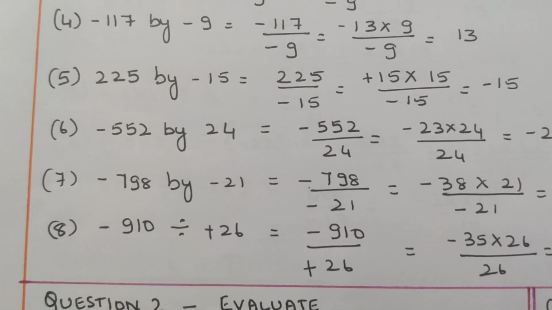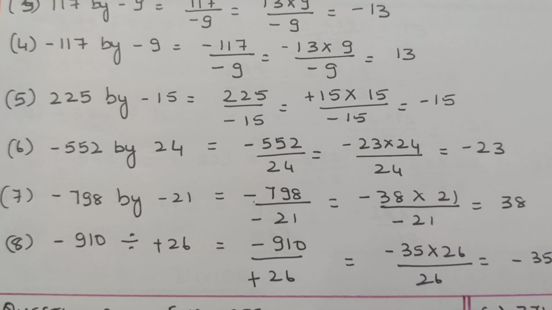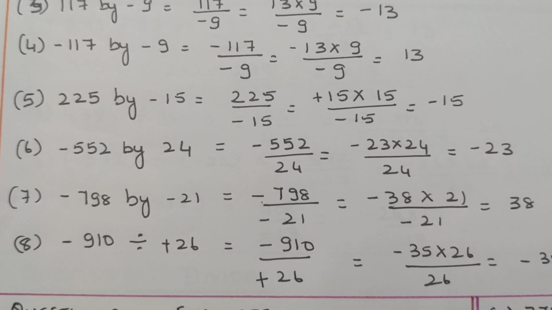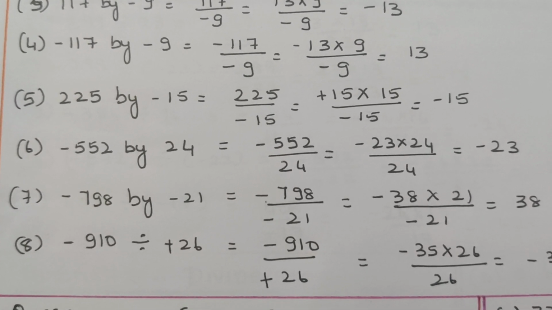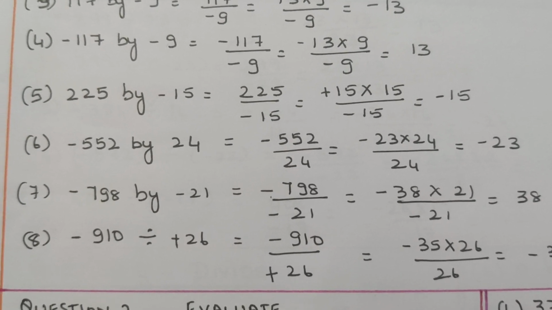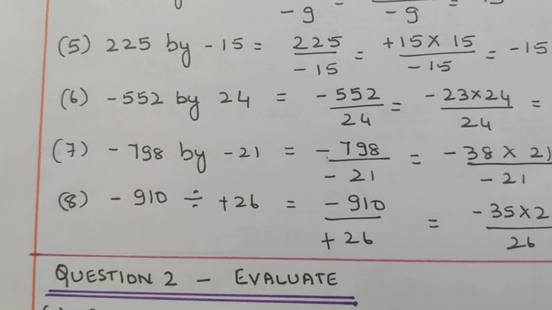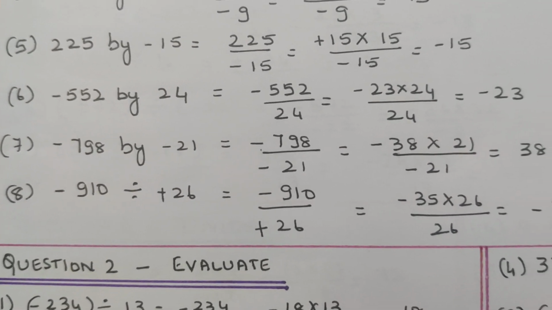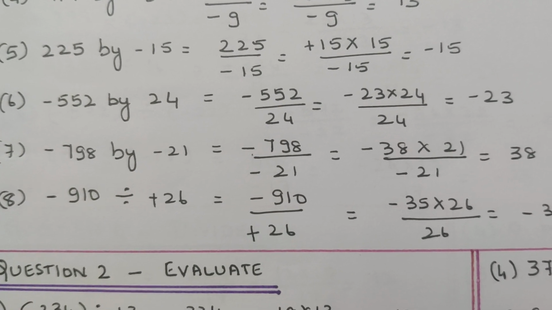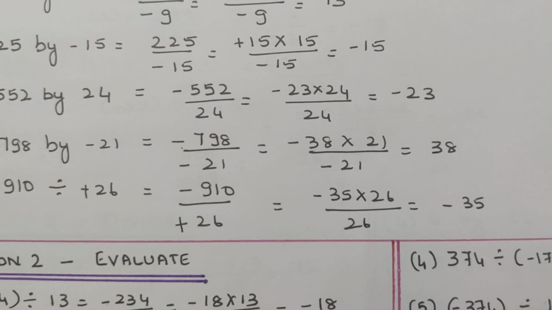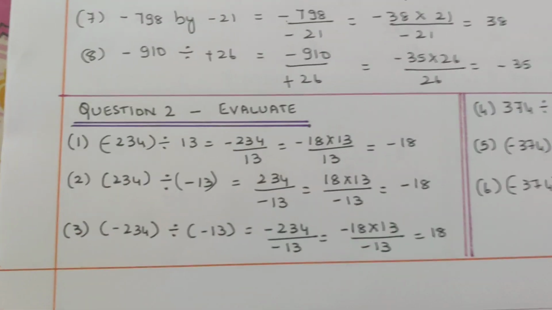Seventh one, minus 798 by minus 21. The quotient is 38, but since we have negative sign on both numerator and the denominator, that means minus divided by minus is plus, and the answer is 38. The eighth sum, minus 910 divided by 26, that is equal to minus 35 into 26 by 26. We know that minus divided by plus is equal to minus, and hence the answer minus 35. Let's move on to question 2.